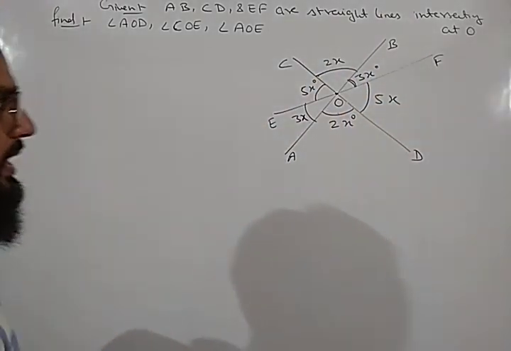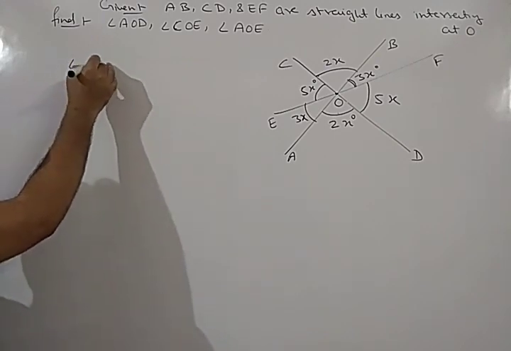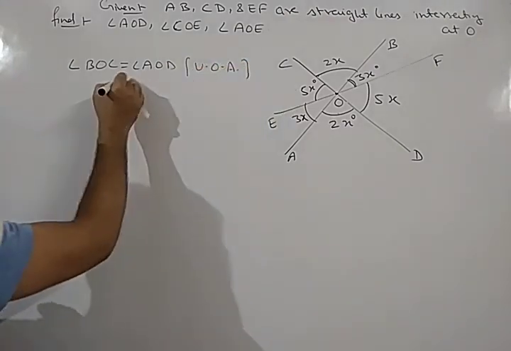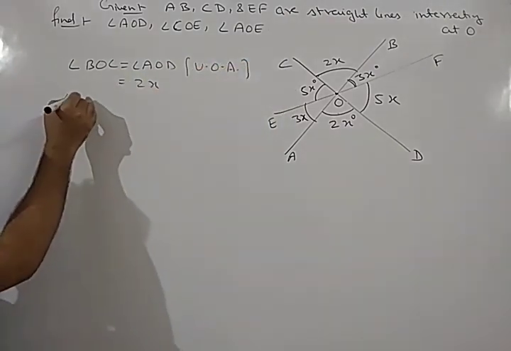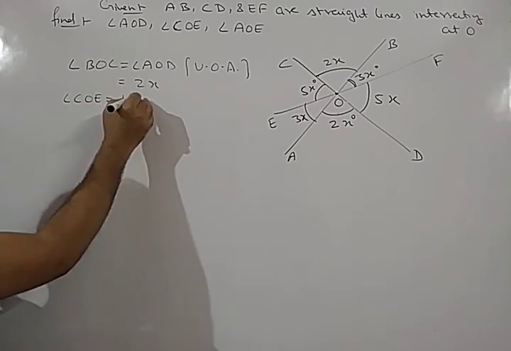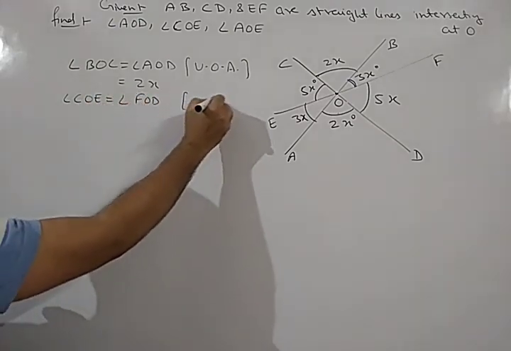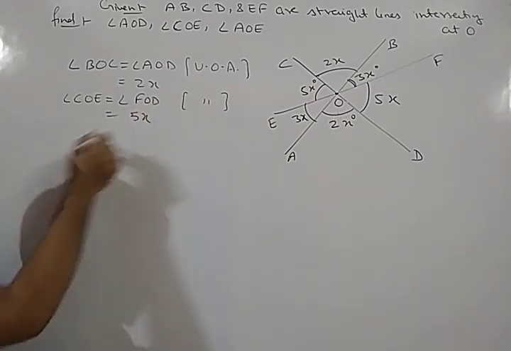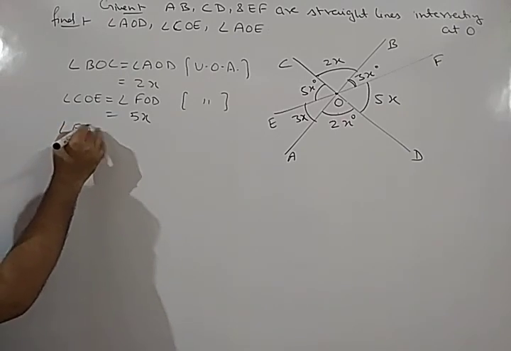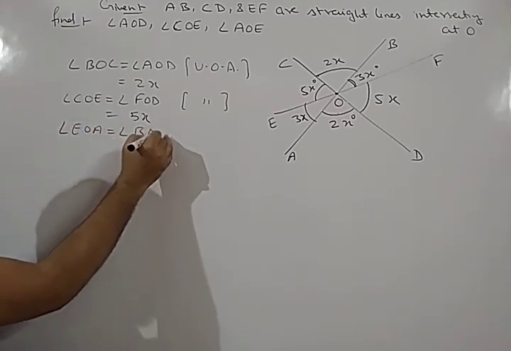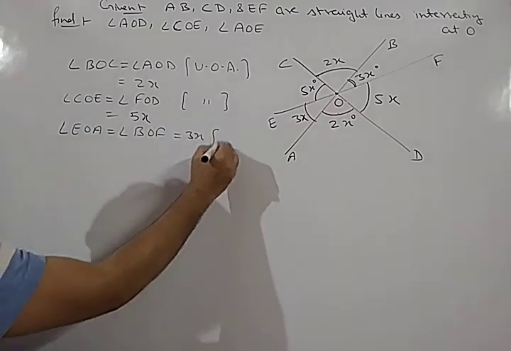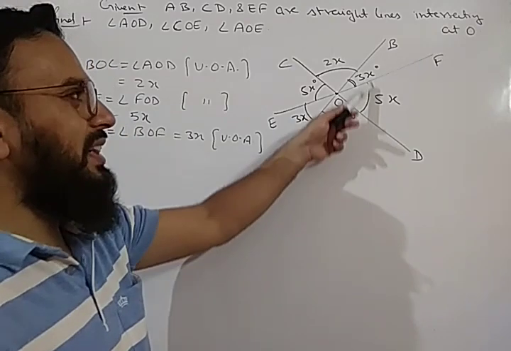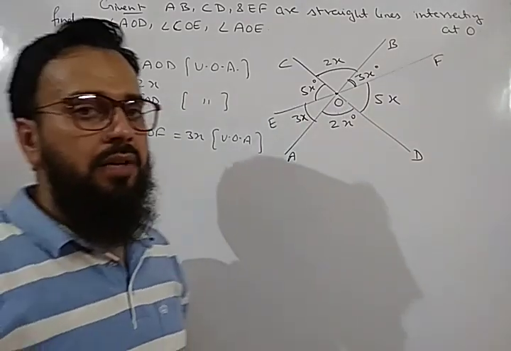You can write it in your language. Angle BOC is equal to angle AOD, vertically opposite angles, so both are equal to 2x. Similarly, angle COE is equal to angle FOD, both vertically opposite angles, and they are equal to 5x. Similarly, angle EOA is equal to angle BOF, equal to 3x, and they are also vertically opposite angles.